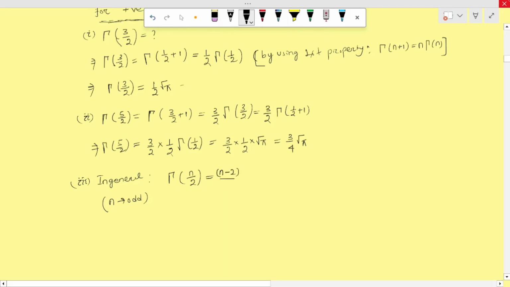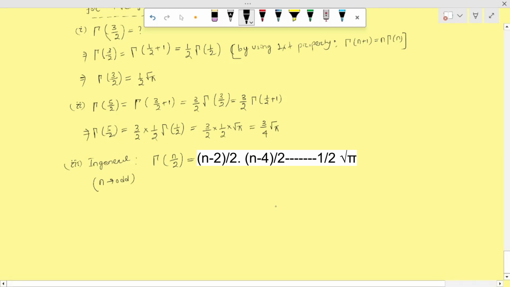minus 2 by 2 into n minus 4 by 2 up to the last term, which is 1 by 2 root pi. You can see, if I consider gamma 3 by 2, the first term was 3 minus 2, which is 1 by 2, already 1 by 2 gamma half, this term came. If I consider 5 by 2, 3 by 2 is the first term, then the second term 1 by 2 root pi. So always 1 by 2 root pi is the last term. So the previous term for 5 by 2, 5 minus 2 is 3 by 2, then into 1 by 2 root pi, we found 3 by 2 root pi. Likewise, this is the general expression to find gamma n by 2 when n is odd.